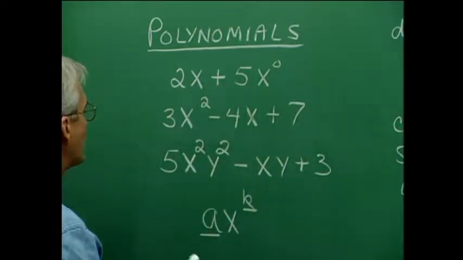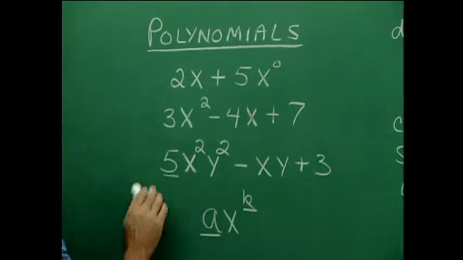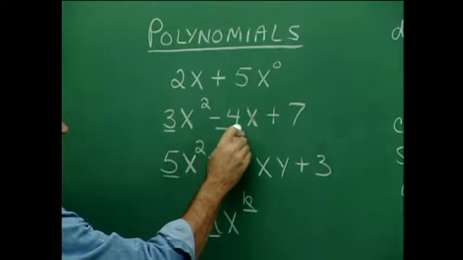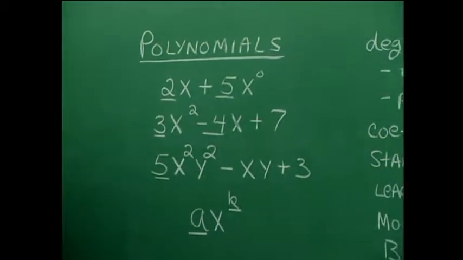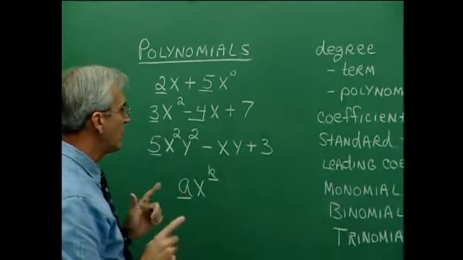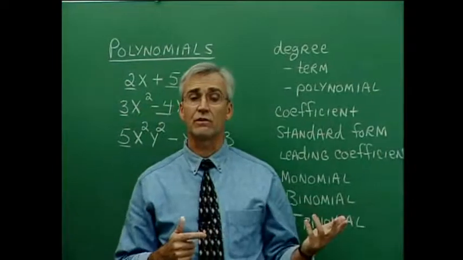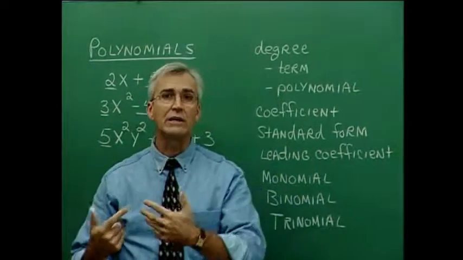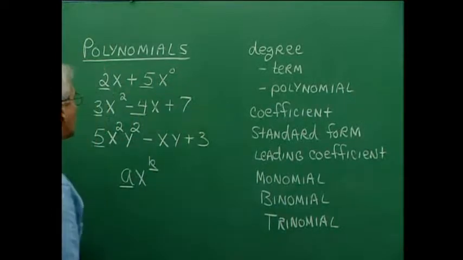Coefficient refers to the number part in a term. The coefficient in this term is 5, the coefficient here 3, the coefficient here -4, the coefficient here 5, the coefficient here is 2. Now, there is a standard form for writing polynomials. We generally write the term of highest degree first, and then the next degreed term, and so on down to the constant term. These are all in standard form.